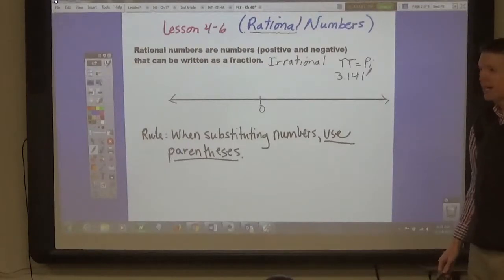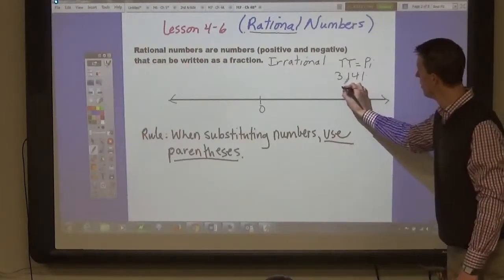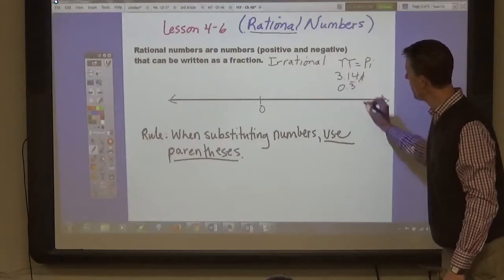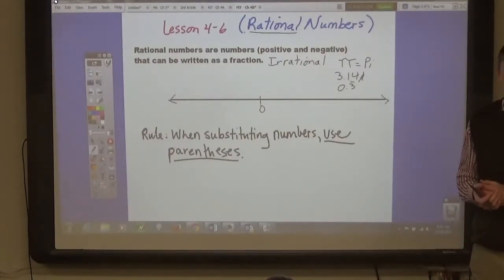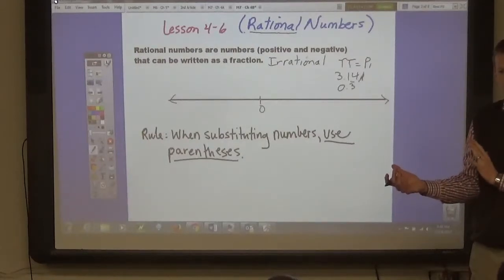But some repeating decimals you can write as fractions. For example, 0.3 repeating. What is that as a fraction? Do you remember? Oh, come on, people. 0.3 repeating. What is that as a fraction? 3 over 10? 10 over 3? That would be 3/10, just 0.3. That's a rational number. 3/10 you can write as a fraction.